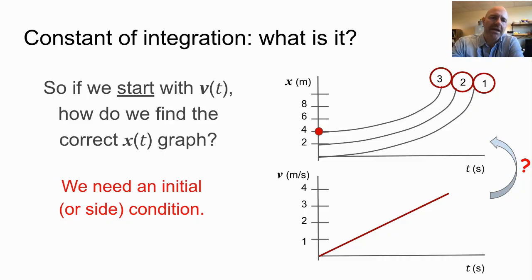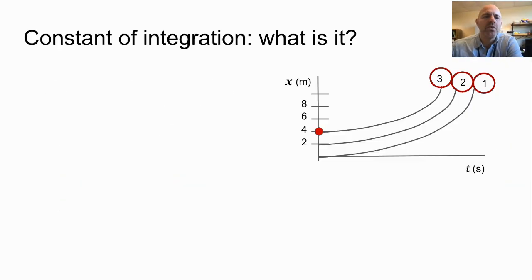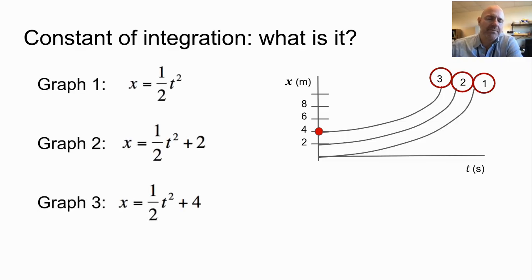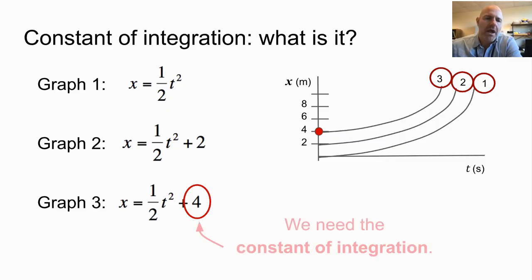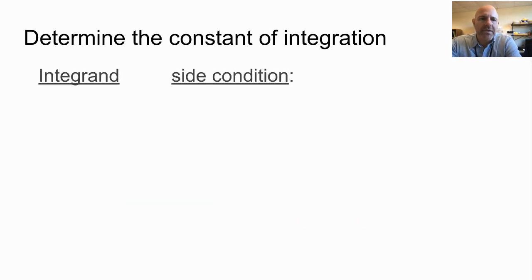And in the case of a particular one, if I tell you it is, say, 4, then that would tell you which one of these graphs makes the most sense, because that plus 4 meters, starting at 4 meters, matches graph number 3. We need that constant of integration in order to say something useful about this. All right, so we want to determine the constant of integration.